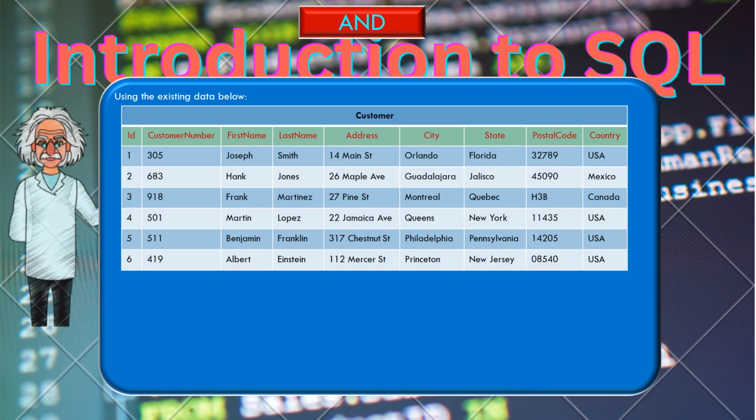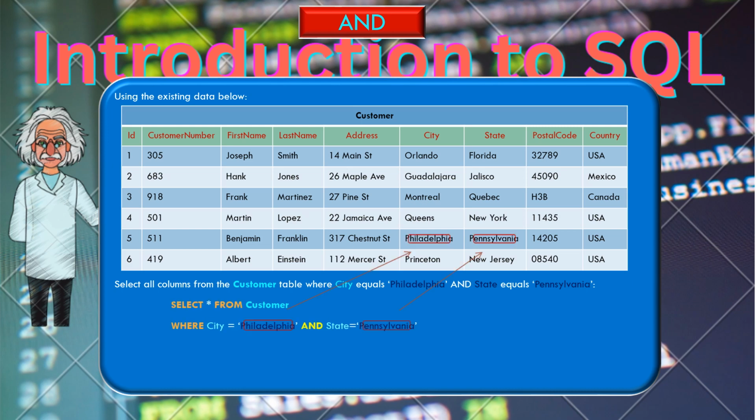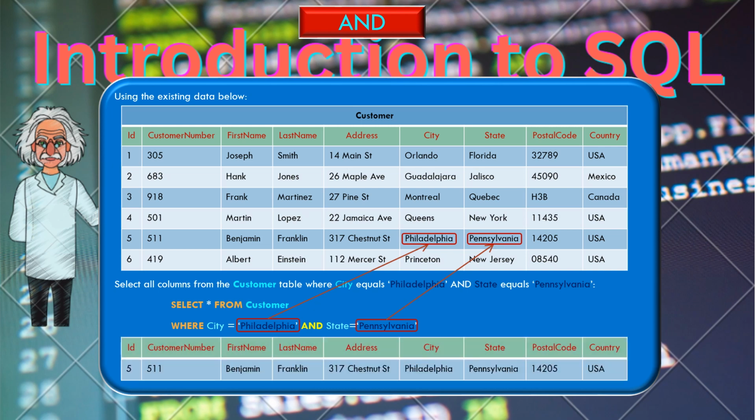Let's take a look at an example using the AND operator. In this example, we are going to select all columns from the customer table where city is equal to Philadelphia and state equals Pennsylvania. To do this, we'll use the following SQL statement. Here we can see that only 1 record satisfies this condition, and the results are shown below.